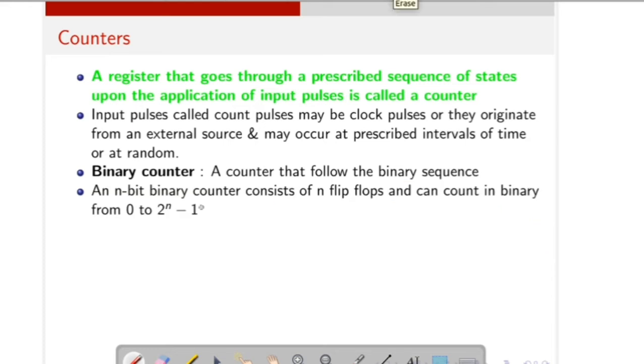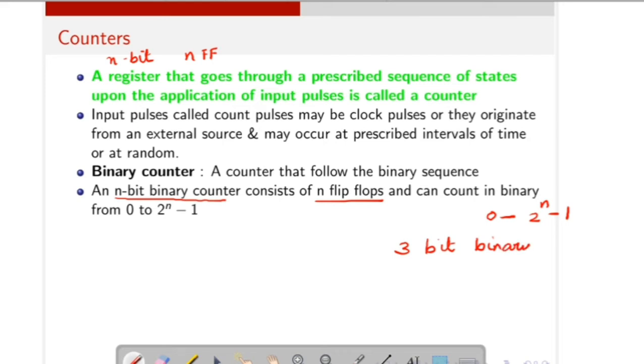So in the case of a register, an n-bit register has n flip-flops. Here registers actually act as counters, a register that goes through a prescribed sequence of states upon the application of the clock pulse acts as a counter. So in the case of a counter also, if it is an n-bit binary counter, it has n flip-flops, right? And that counter can count from 0 to 2 raised to n minus 1, where n is the number of flip-flops. For example, suppose we have a 3-bit binary counter.